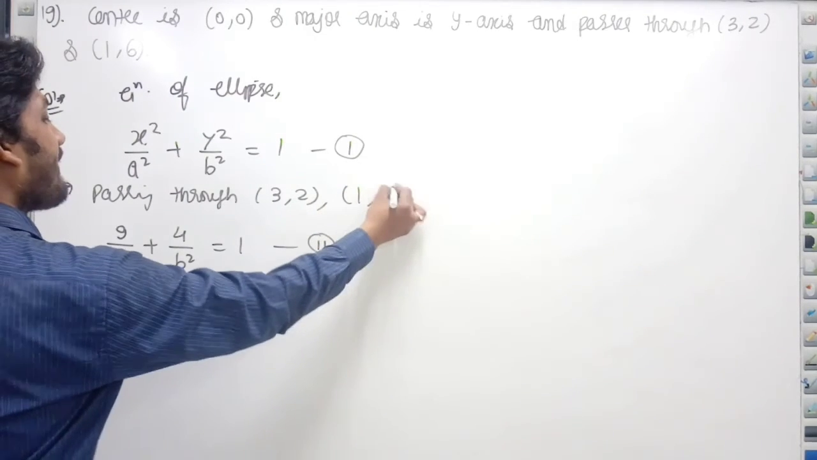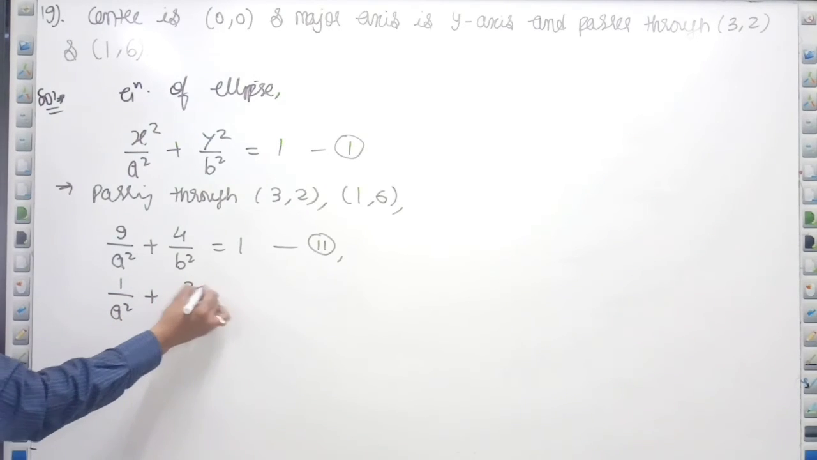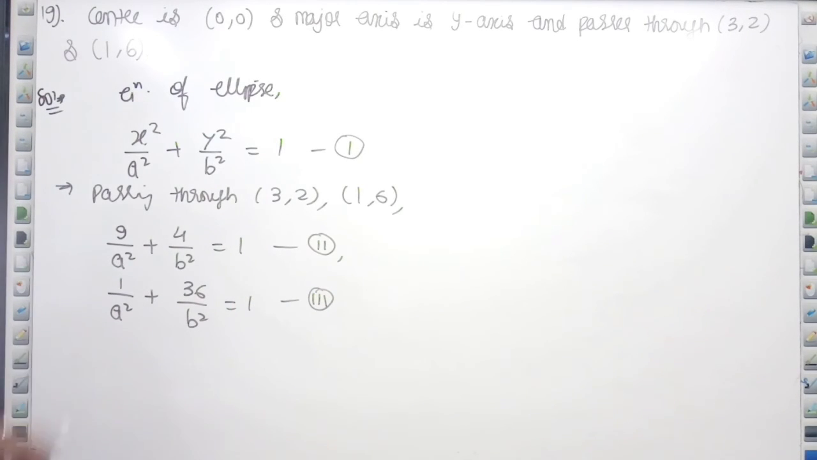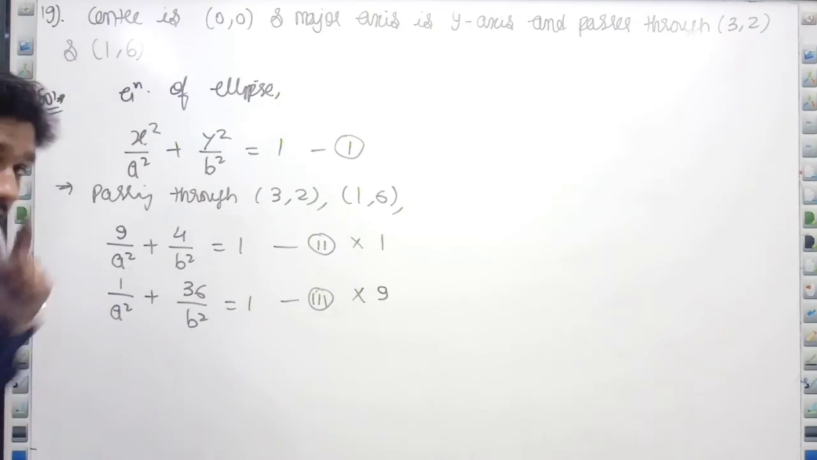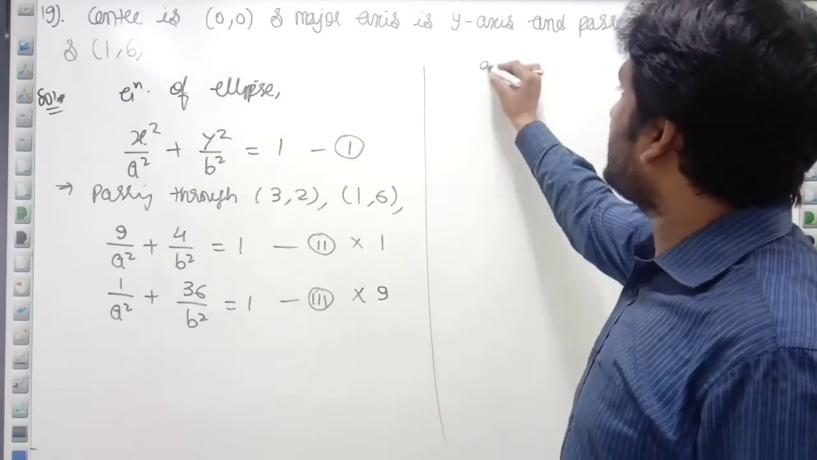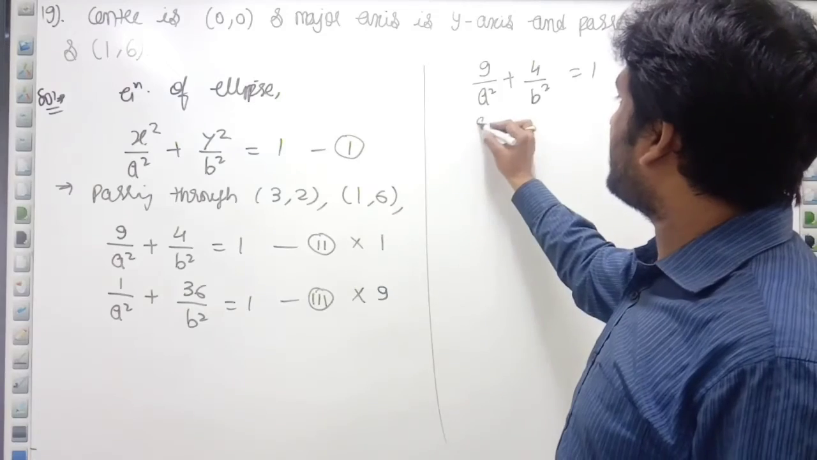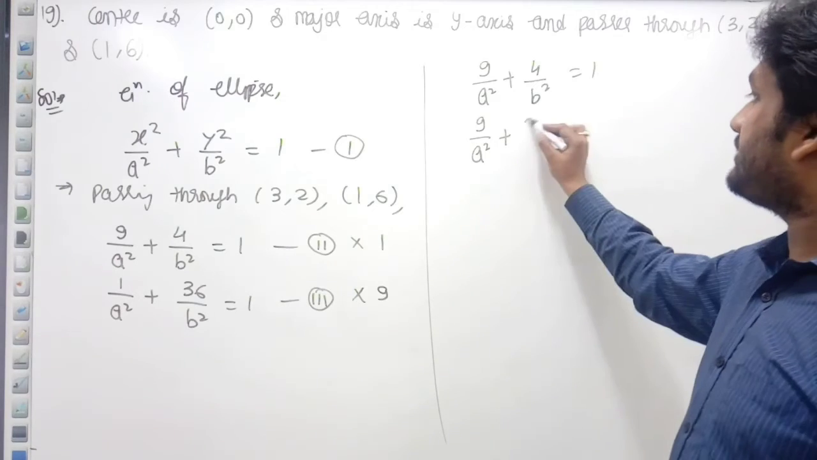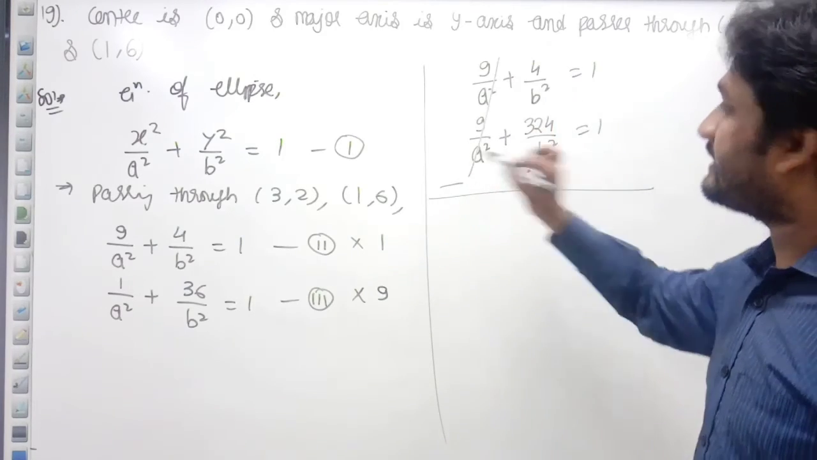And 1, 6. x equal to 1, 1 by a square plus 36 by b square equal to 1. This is equation number 3. Now 2 equations, 2 unknowns, elimination method. How am I doing it? In the first equation I am multiplying by 1 and the second I am multiplying by 9. So we have 9 by a square plus 4 by b square equal to 1. I multiplied by 9: 9 by a square plus 36 nines are 324 by b square equal to 1. Subtracting, 9 by a square cancelled out.